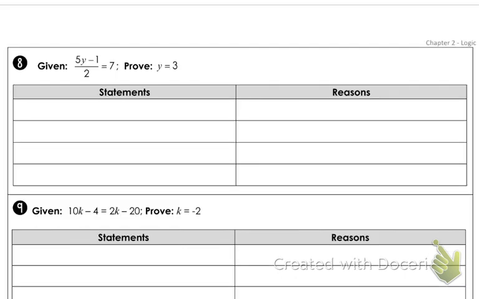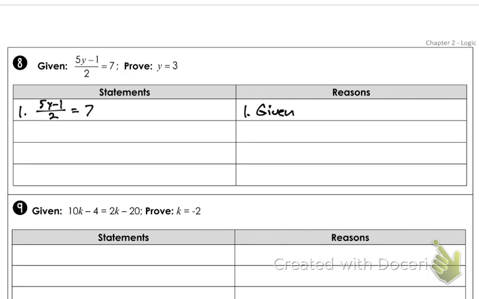Okay. The next one's a little trickier. The first good thing is we can always get our given right. We can write our 5y minus 1 divided by 2 equals 7. That is my given. Who knows what my first step needs to be? There's only one thing correct that you can do.